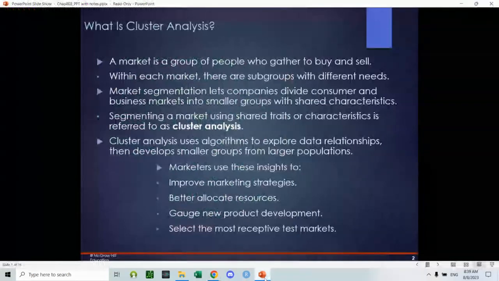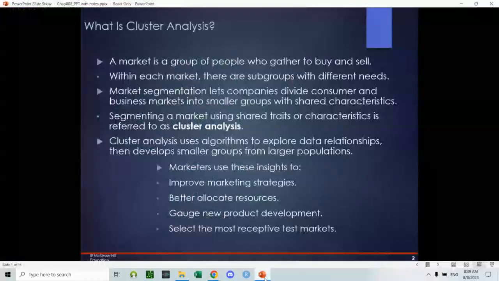Cluster analysis is an effective and efficient method of executing market segmentation to identify subgroups of customers to help improve business and marketing decisions and therefore performance. So to discuss cluster analysis, we first have to look at the basic ideas behind it.